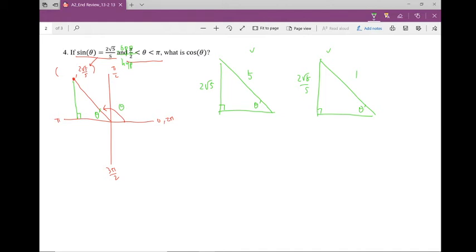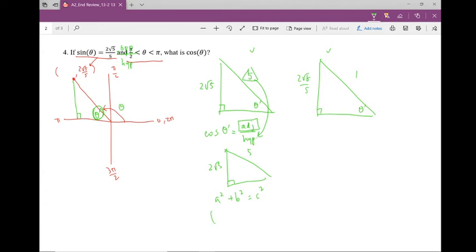Here they ask what is cosine of theta. Well, cosine of theta, in this case, is going to be the same thing as cosine of theta prime. And cosine of theta prime is going to be the adjacent side over the hypotenuse. We already know the hypotenuse. We now just need to figure out the adjacent. How do you figure out an adjacent? Well, you have a right triangle, and you know two sides. So what do we do? Well, we're going to use the Pythagorean theorem.